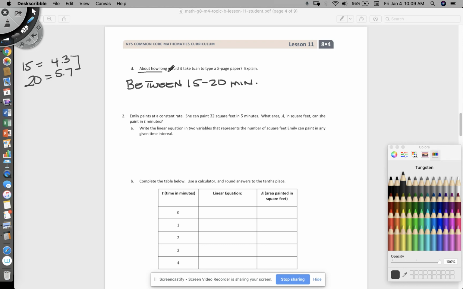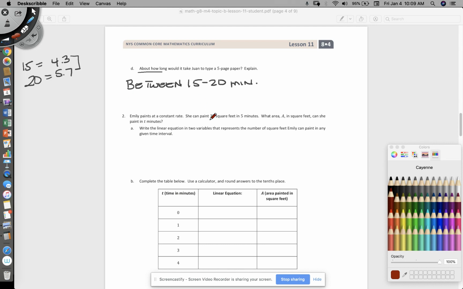All right, number 2. Emily paints at a constant rate. She can paint 32 square feet in 5 minutes. What area, A, in square feet can she paint for T minutes? Write the linear equation in 2 variables that represents the number of square feet Emily can paint in any given interval. All right, so let's go ahead and write our equation here.